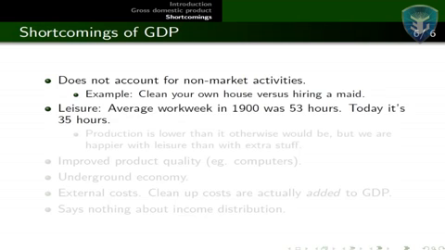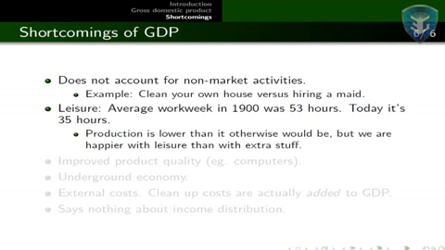The value of leisure is not added towards GDP. In 1900, the average work week was 53 hours. Today, it's only 35 hours. Production today is lower than it otherwise would be if we worked longer, but we're happier with the leisure than with the extra stuff. But this leisure, the value of that leisure, is not counted towards GDP.